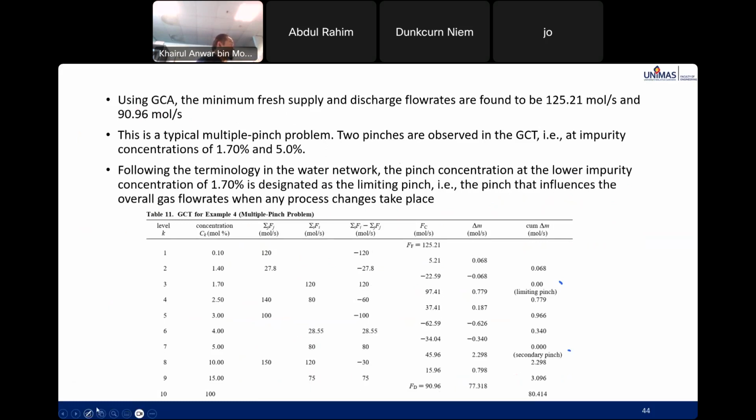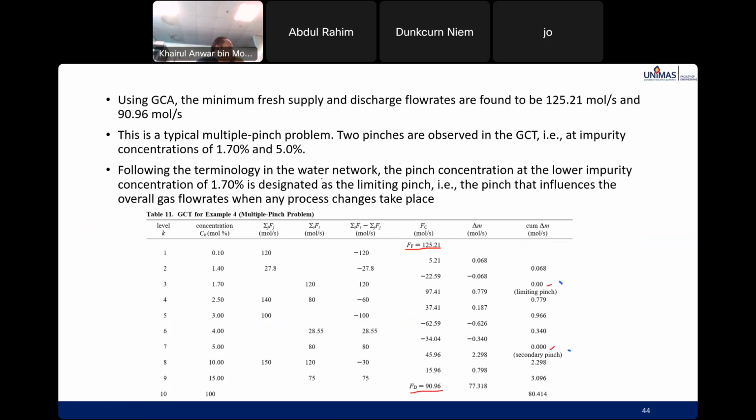Using GCA, the minimum fresh supply and discharge flow rate are found to be under 25, and FT is 90.96. This is a typical multiple pinch problem. Two pinches are observed in the GCT. You can see here the double pinch. This is a multiple pinch at impurity concentrations of 1.7 and 5%.